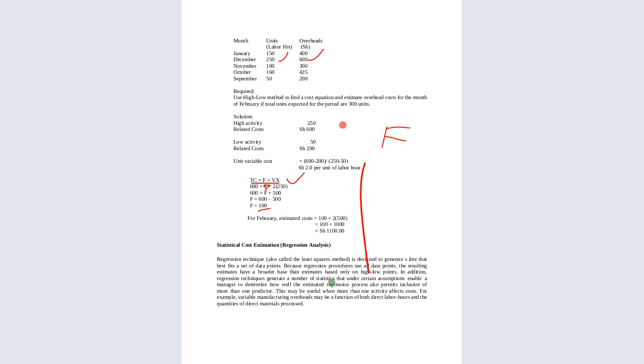So the question was asking us to estimate the cost of what? This one is supposed to be 500. Estimate the cost of 500 units.